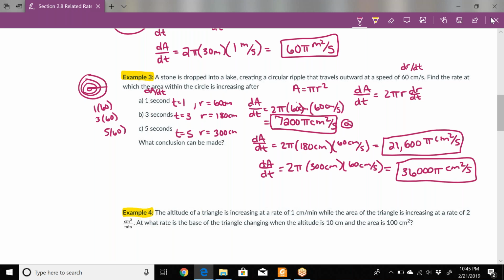So what we'll notice is that the only thing that's changing each time is the actual radius length. So, and it's going up by 60 each time. So this ends up having a consistent change.